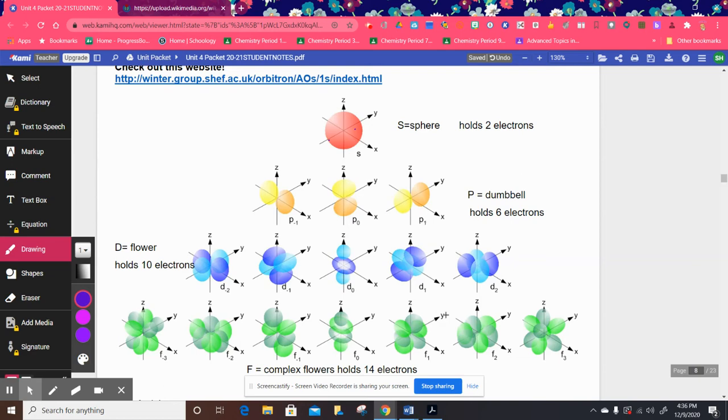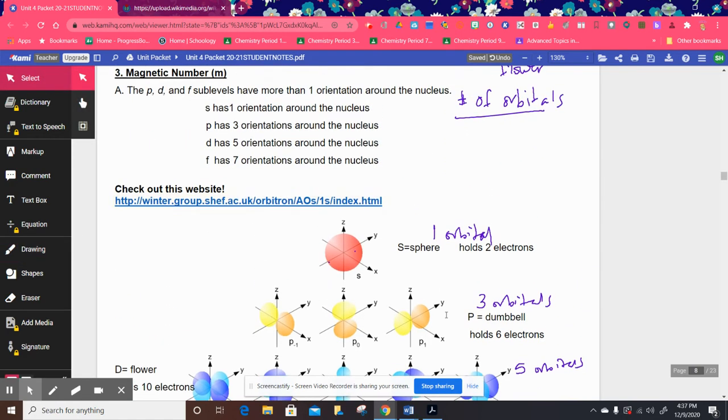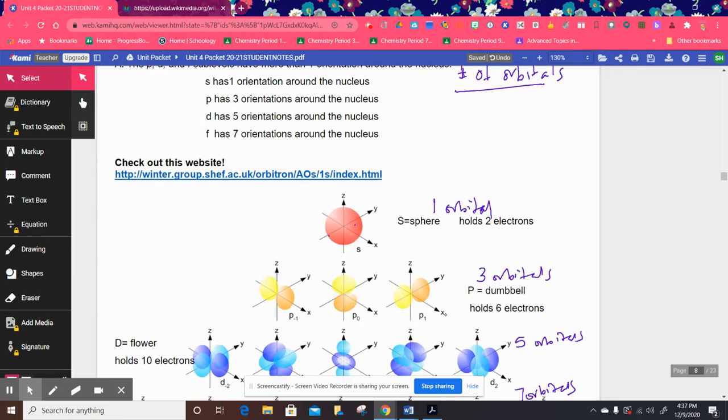The P sublevel is the dumbbell shape, and it has 3 different orientations. So there are 3 orbitals in the P sublevel, 1 orbital in the S sublevel. The D has 5 different orientations, so that is 5 orbitals. And then the F has 7 orbitals. It's very complex, because there are 7 different orientations that these electrons can be found in the F sublevel. We go back up here. Sorry, I'm going to scroll down a little bit.